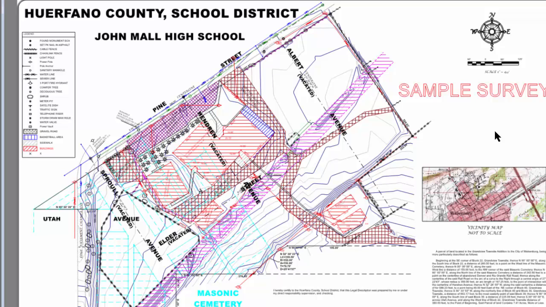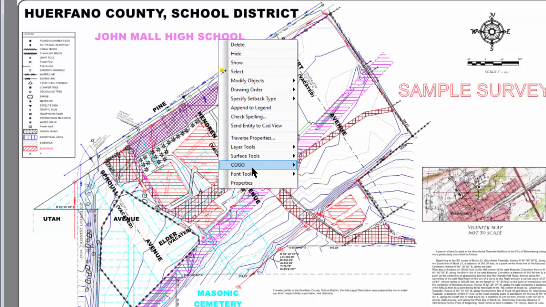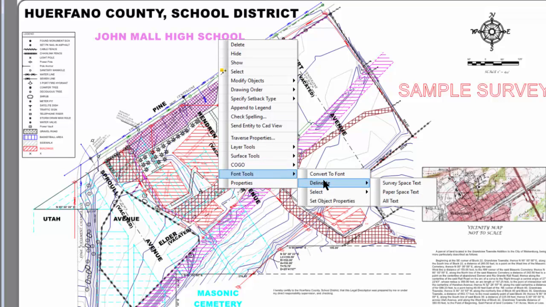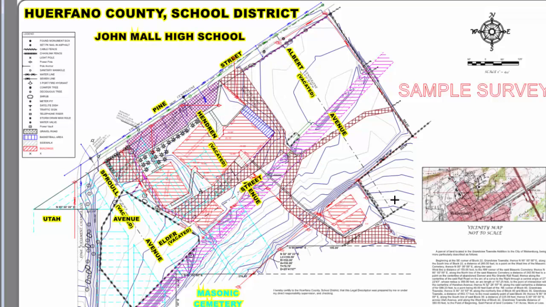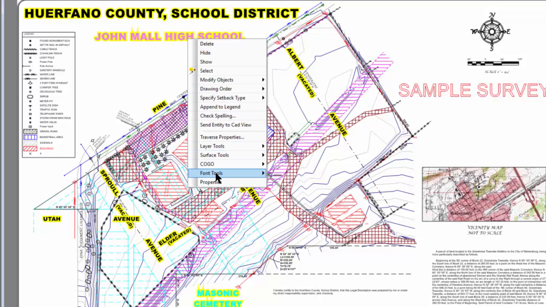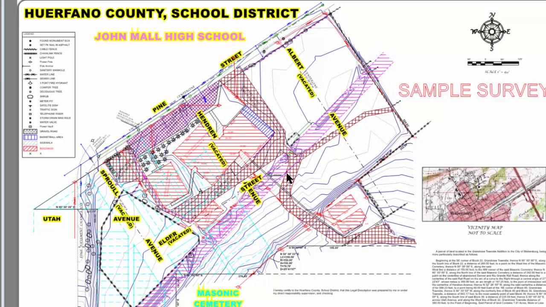Now, not only are the font tools available from the Drawing Data Manager, but watch what happens if I just right-click a font. So I'm clicking a text object that uses this font. I go to Font Tools. Just like I could do before, I can delineate every text object that uses that font, both in survey space, paper space, or both. And then I can go back in and say, Font Tools, convert that font.